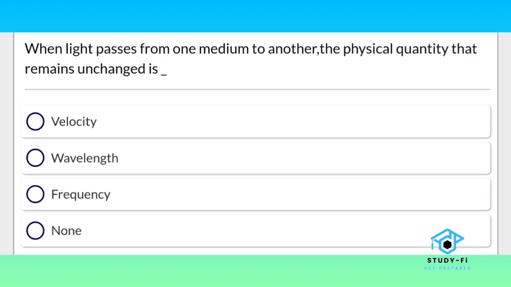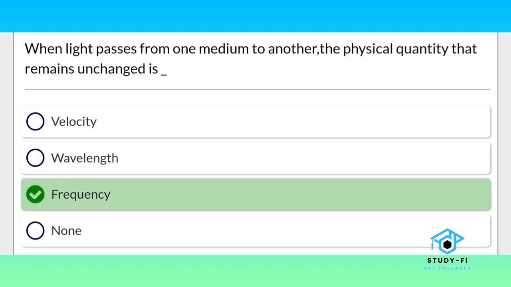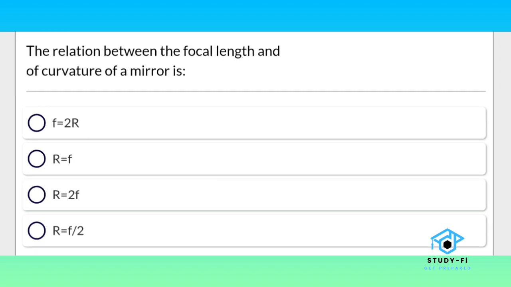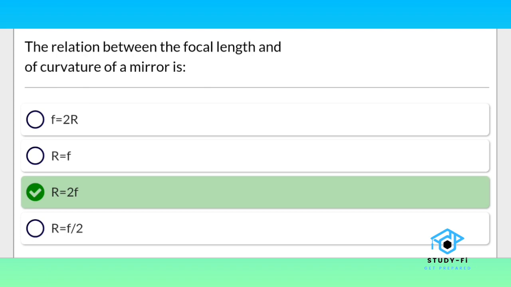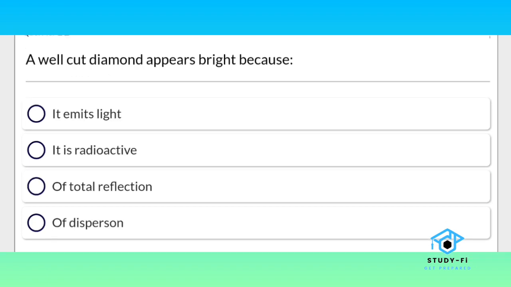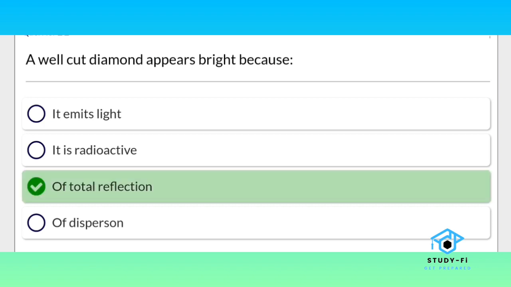Virtual. When light passes from one medium to another, the physical quantity that remains unchanged is frequency. The relation between the focal length and radius of curvature of a mirror is R equals 2f. A well-cut diamond appears bright because of total reflection.